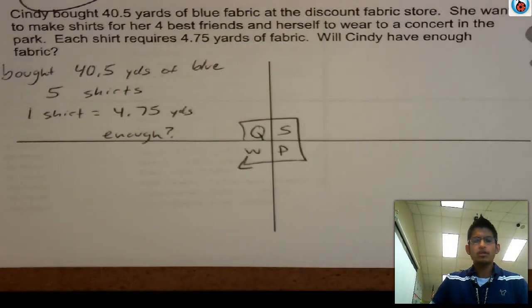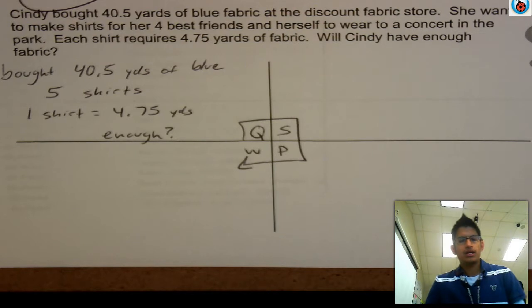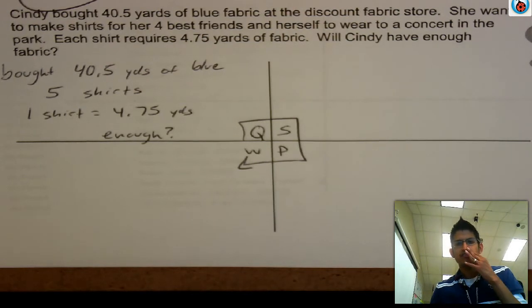All right, number 7. Cindy bought 40.5 yards of blue fabric at the discount fabric store. She wants to make shirts for her 4 best friends and herself to wear to a concert in the park. Each shirt requires 4.75 yards of fabric. Will Cindy have enough fabric?